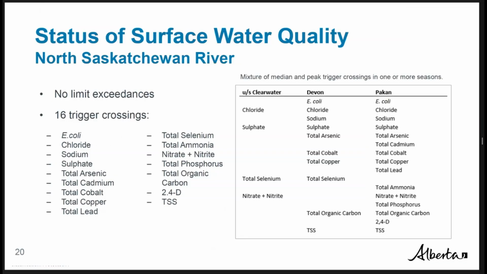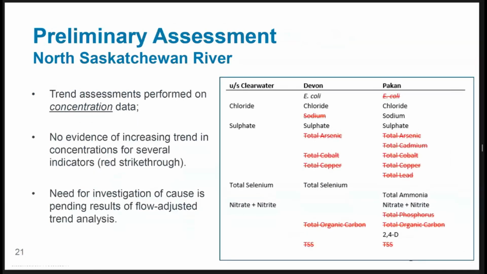First, we'll focus on the North Saskatchewan River. For this first reporting period since the framework came into effect, which included water quality data up to 2022, no limit exceedances were observed in the North Saskatchewan River. However, there were 16 indicators that crossed triggers. The locations of these trigger crossings are shown in the table on the right. The majority of these trigger crossings were observed in the open water season, and many were peak trigger crossings, so that crossing the 90th percentile.